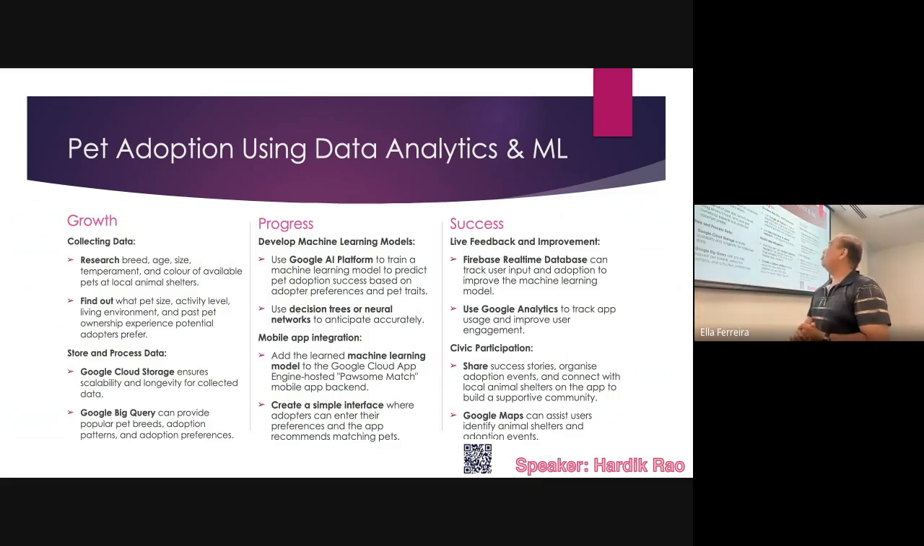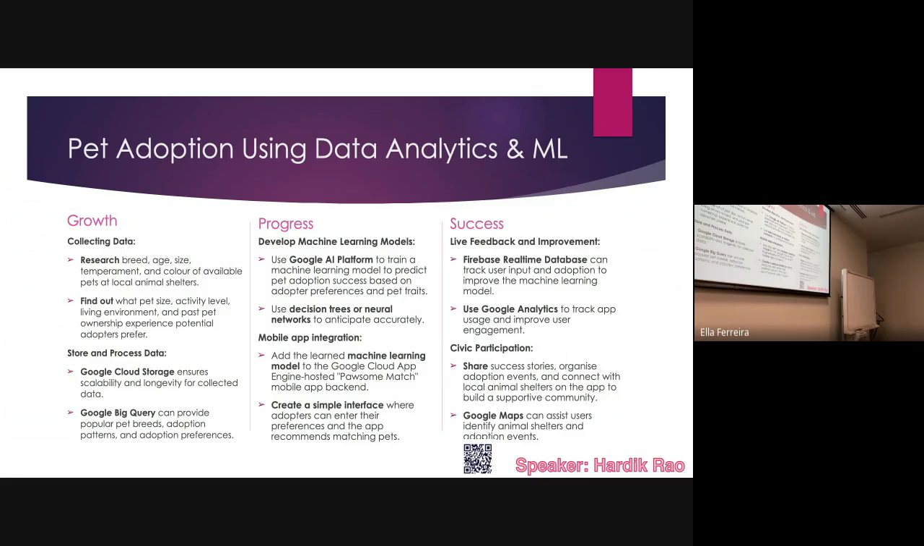So let me tell you this story where pet adoption was the idea of our $1 million app. Okay? So pets need adopters, and adopters need pets, and there are pets that we can put together. Let's explore this concept into an app. If we think about it, we have to collect the data. So we have to research the breed, age, size, temperament, color, and pets at the local animal center. And we have to find out what pet size, activity level, living environment, and past pet ownership experience the potential adopters prefer. And here's our baseline data.